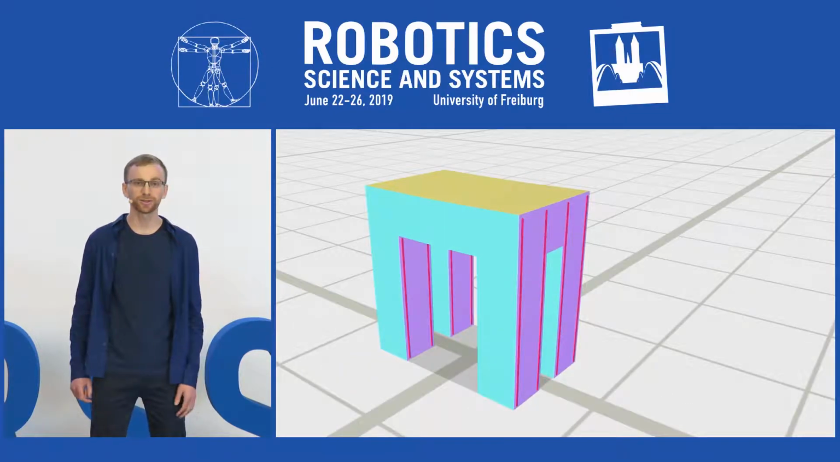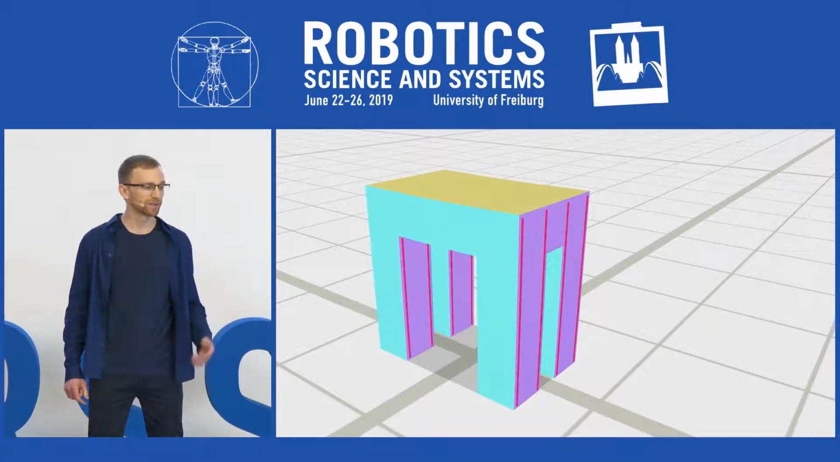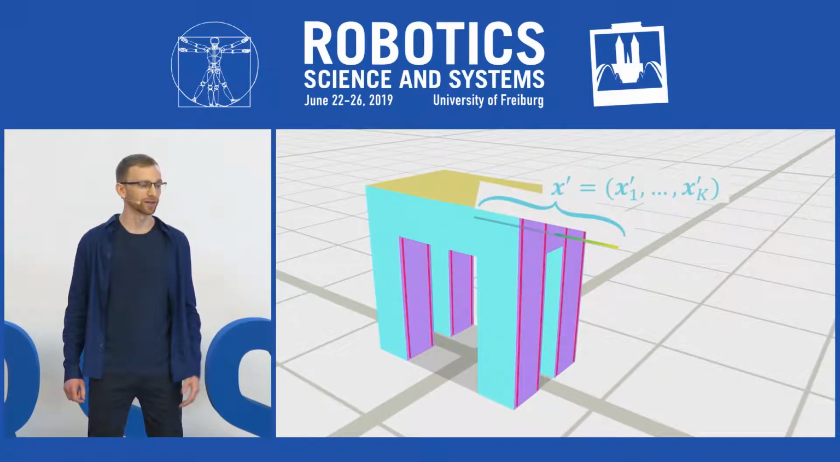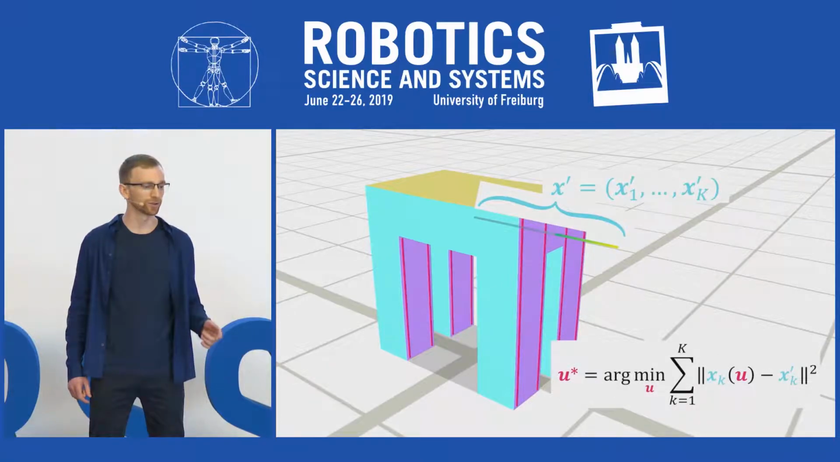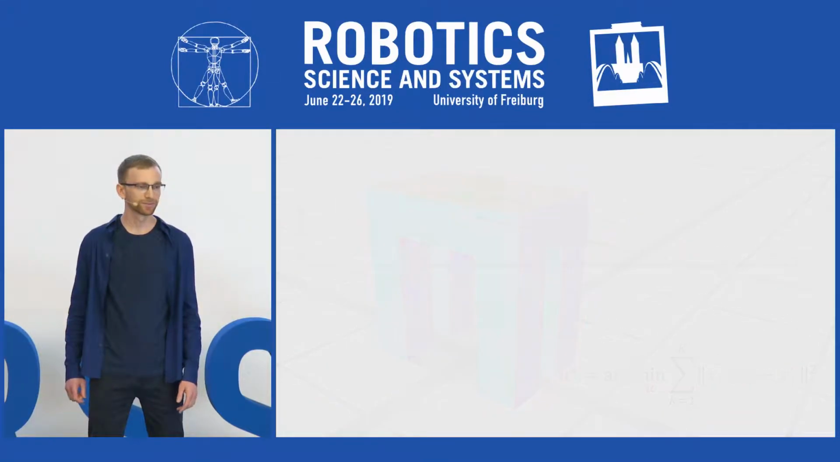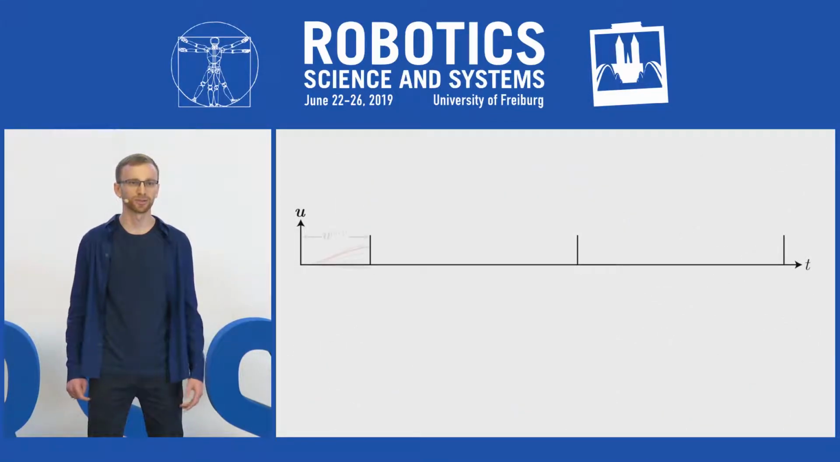Now, to find control trajectories for locomotion, we specify a target trajectory for the robot's center of mass, and will optimize for a corresponding trajectory of control signals. Let's take a look at an optimal trajectory up close.